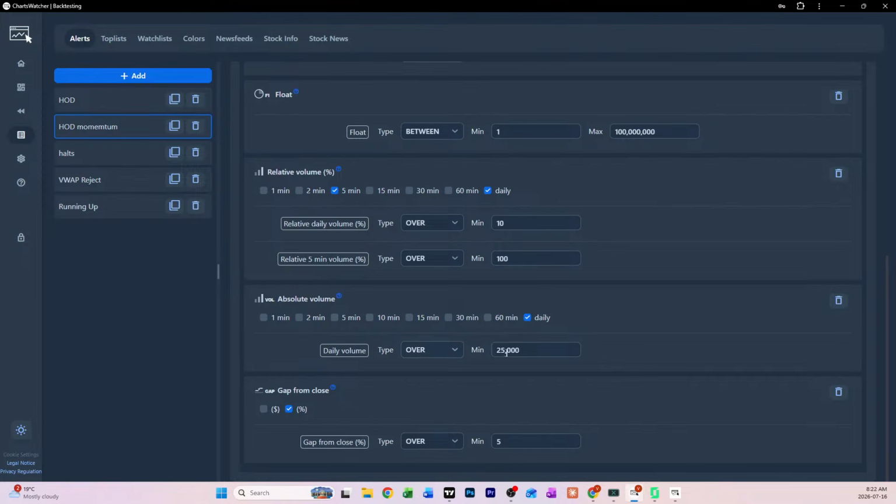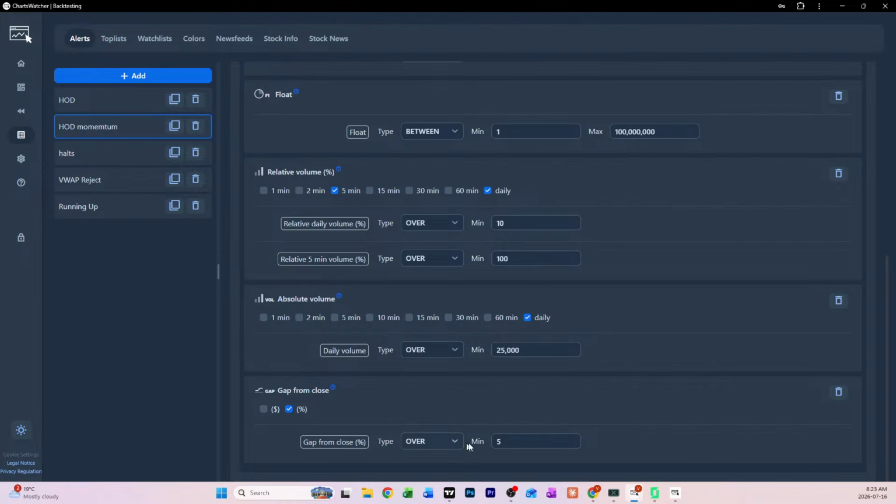I filter out anything below 25,000 shares of volume because anything that's popping up near high of day but doesn't have volume sometimes just floods the scanner with information that I don't need. If it doesn't have volume yet, I don't care about it. If it doesn't have at least 25,000 shares of volume, I just don't want it on my scans because I'm not going to trade it.